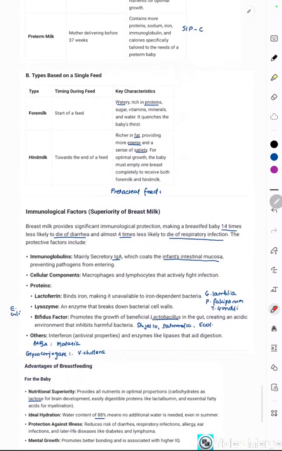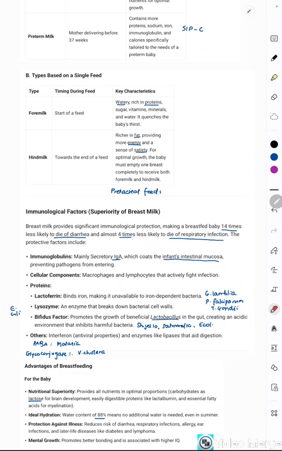Now, types on the basis of a single feed. So there are foremilk and hindmilk. Foremilk is at the start of the feed, and hindmilk is at the end of the feed. At the start of the feed, it is watery and rich in proteins, vitamins, and minerals. It is used to quench the thirst of the baby, while the hindmilk is rich in fat, has more energy, and gives a feeling of satiety to the baby. So this hindmilk quenches the hunger of the baby.